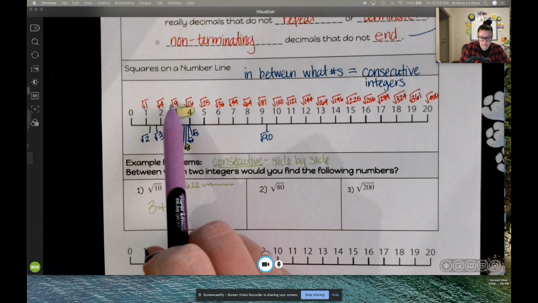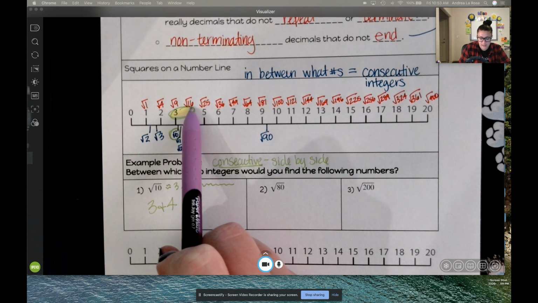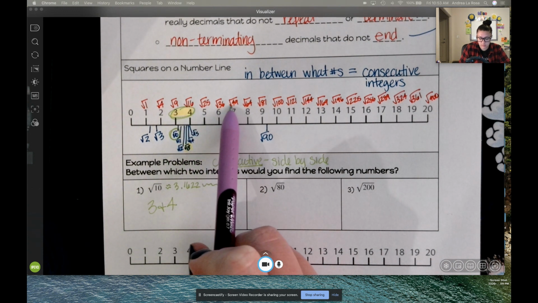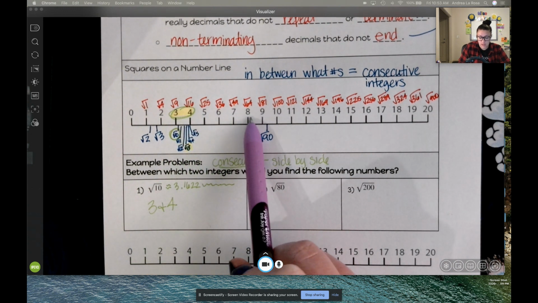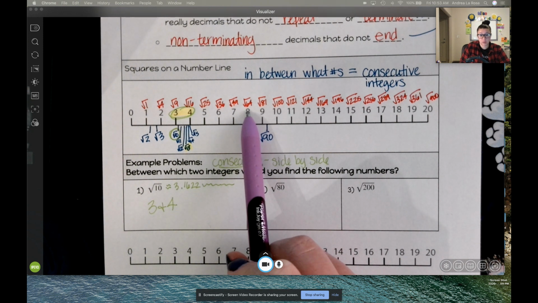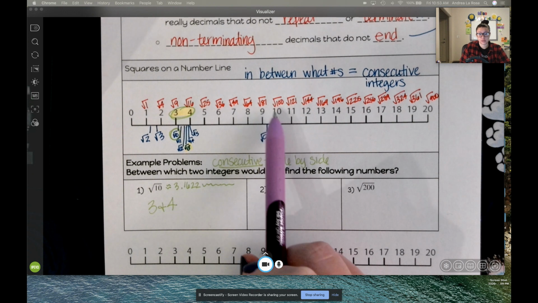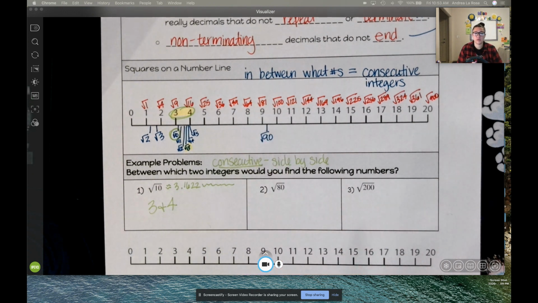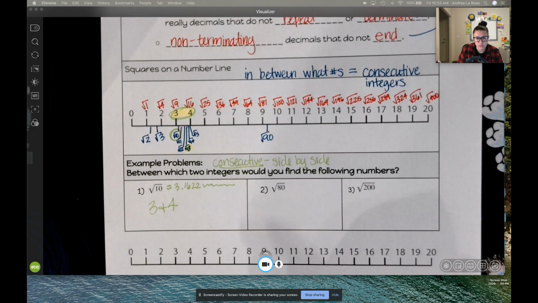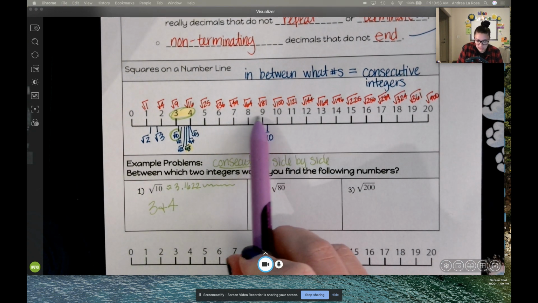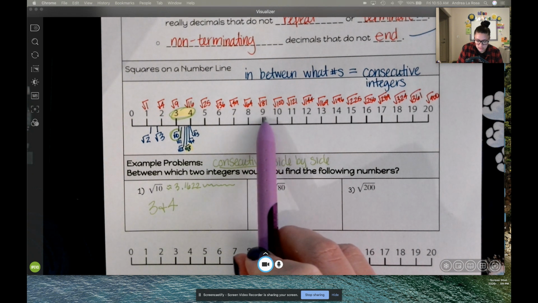Okay, it's not between 1 and 4. It's not between the square root of 4 and the square root of 9. I've got to keep going a while. At 8, I see the square root of 64. At 9, I see the square root of 81. That's really close. And then at 10, I see the square root of 100. So if I'm trying to find the square root of 80, what's that going to be between? Is it between 8 and 9, or is it between 9 and 10?